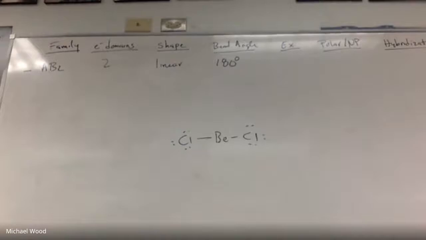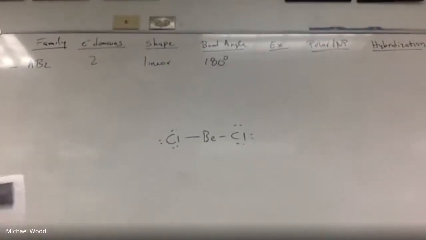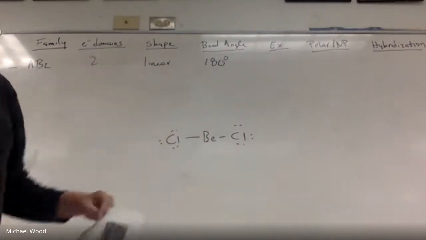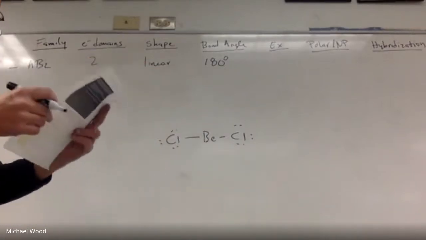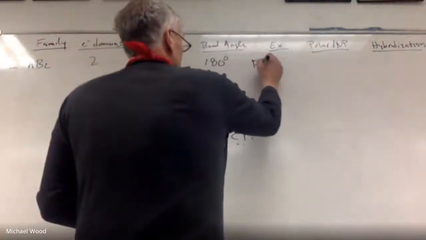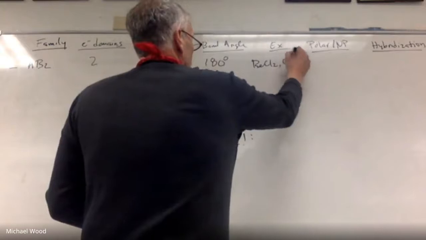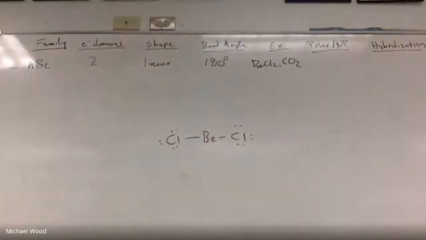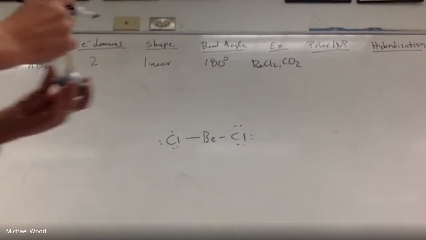And here we're going to, and I know it's kind of a reflection, this is AB2, linear, 180 degrees. And if it's polar or non-polar, examples of this are going to be BeCl2, and I'm going to do CO2 in a second. And polar or non-polar. So one thing that is fun for me, and it's actually something I'm going to have you guys do when you guys come back, we're going to do an advanced Tinker Toy lab, but it looks like this.